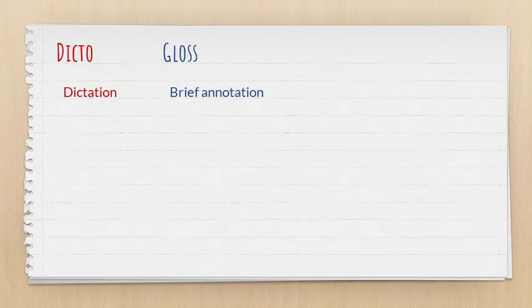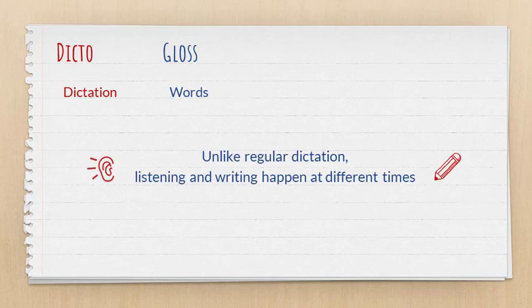And the name Dictogloss is because there is dictation involved, but then the learners in the initial stages end up with brief annotations, and that's the gloss part. Why? Because unlike regular dictation, where you listen to somebody and then you write down exactly what they're saying, in a dictogloss, the dictation part and the writing part happen at different times.